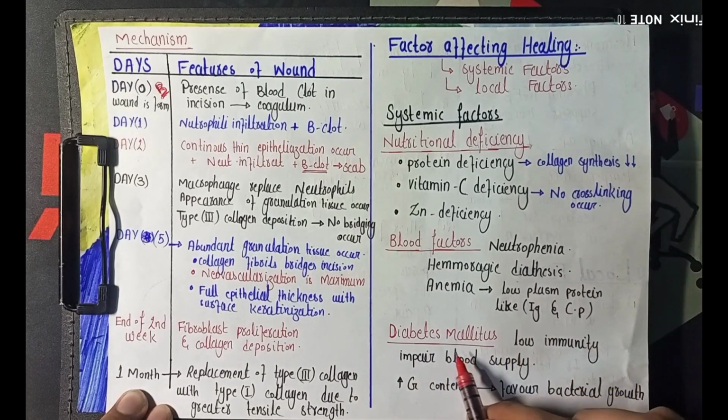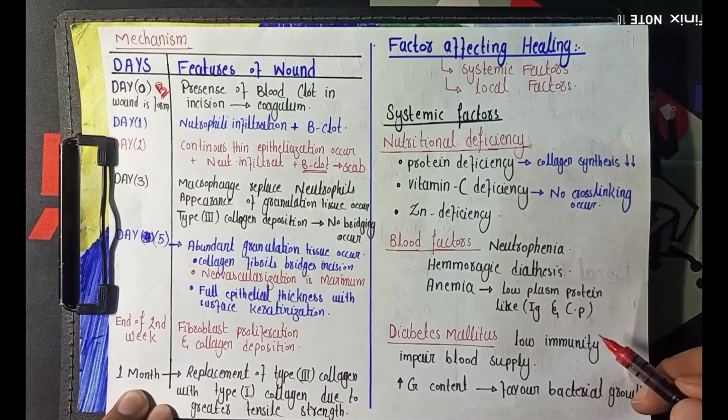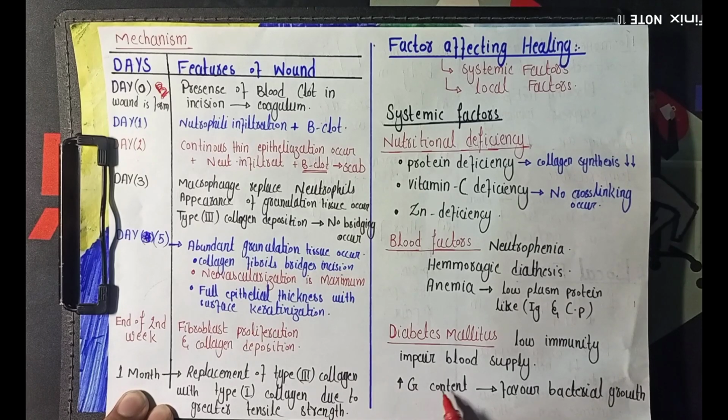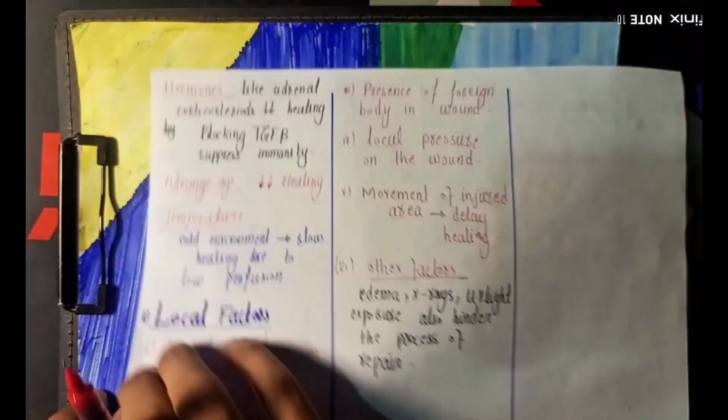Similarly, the diabetes mellitus. So in diabetes mellitus, the patient has low immunity. Similarly, the blood supply is impaired, especially towards the lower limb, and the glucose content is also high, which favors bacterial growth. So the diabetes mellitus also impairs the healing of the wound.